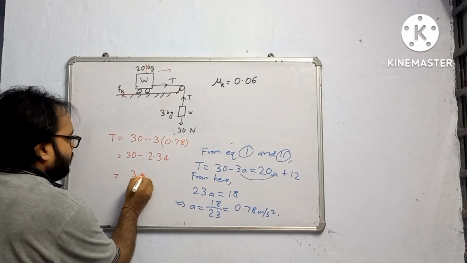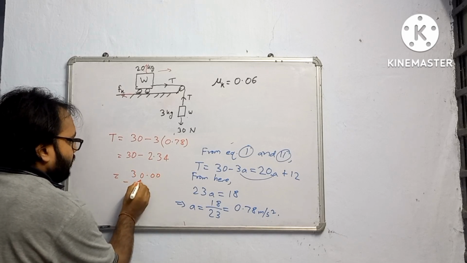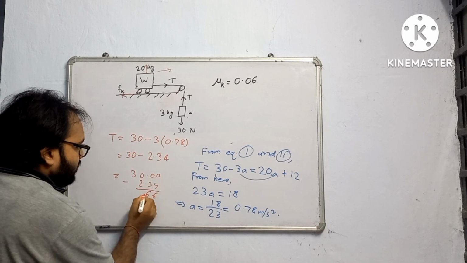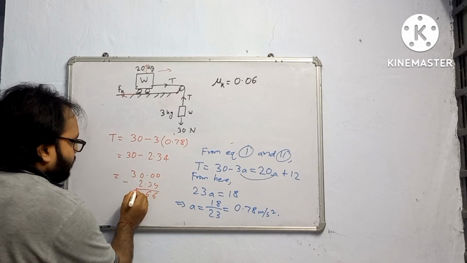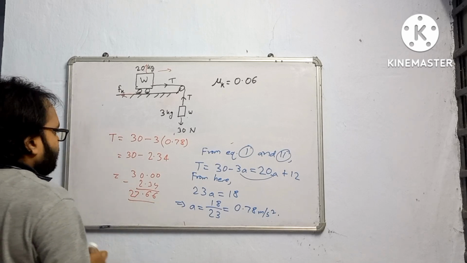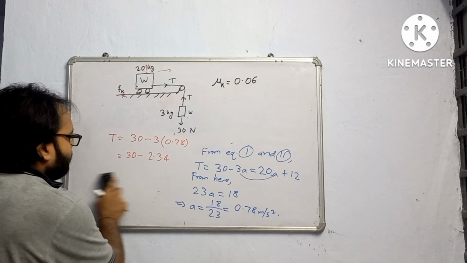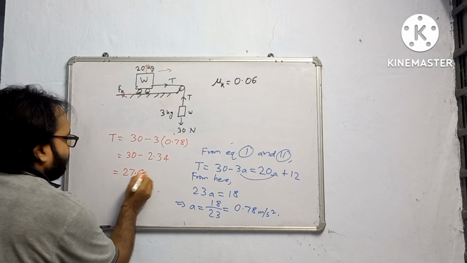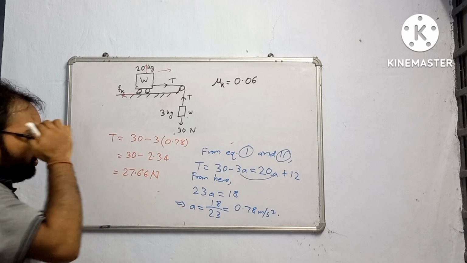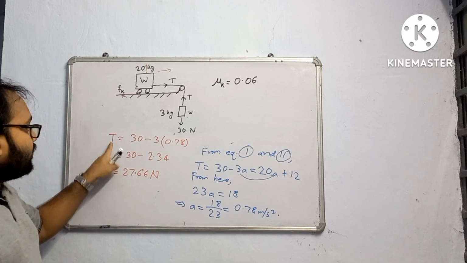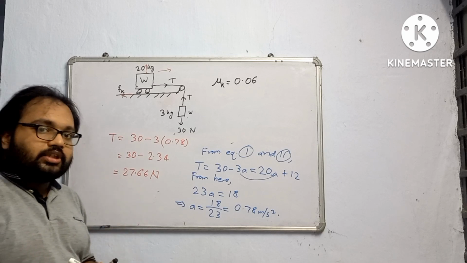Subtract this, 30 minus 2.34. How much will you get? 10 minus 4, 6. 9 minus 3, 6. 9 minus 2, 7. 27.66 you are getting as the tensional force. 27.66 Newton. So your answer will be acceleration is 0.78 meter per second square. Tension in the string is 27.66 Newton.